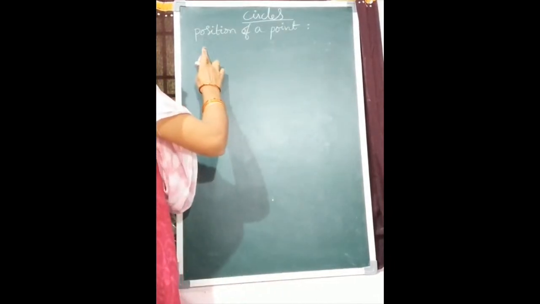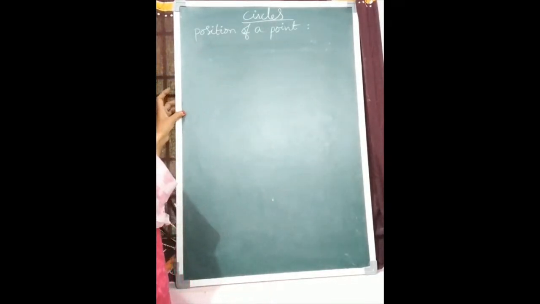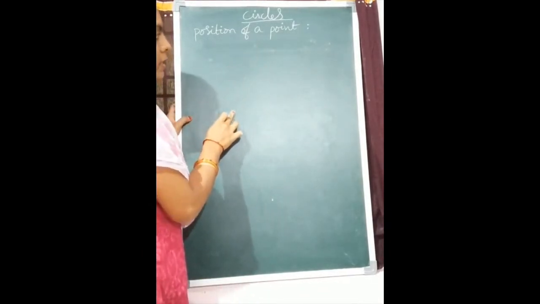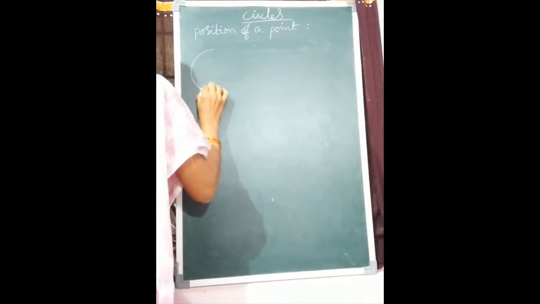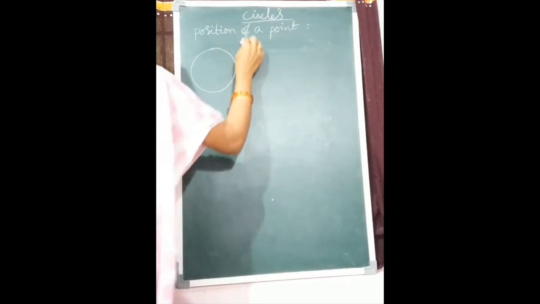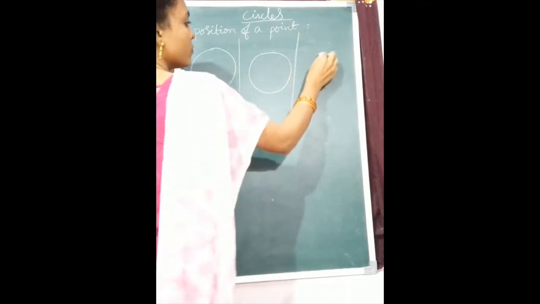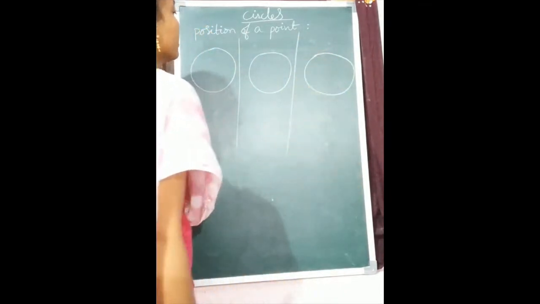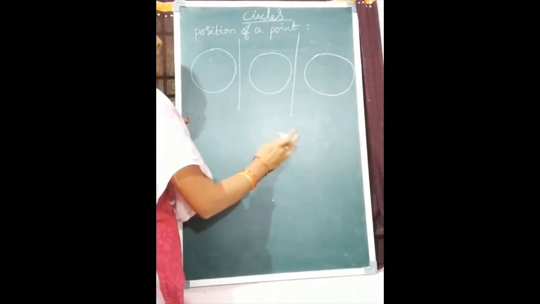Now let us discuss position of a point. What does that mean? Position of a point. We need to locate the point with respect to the circle. For example, we take a circle and the same circle. So the position of a point with respect to the circle has three locations.